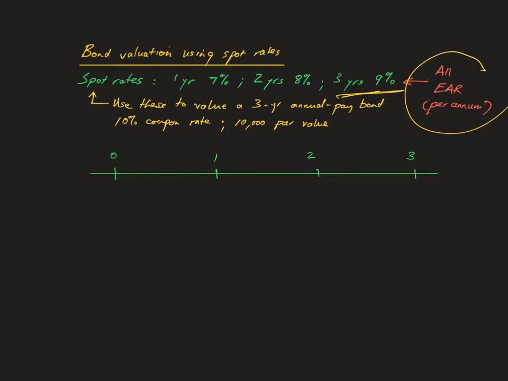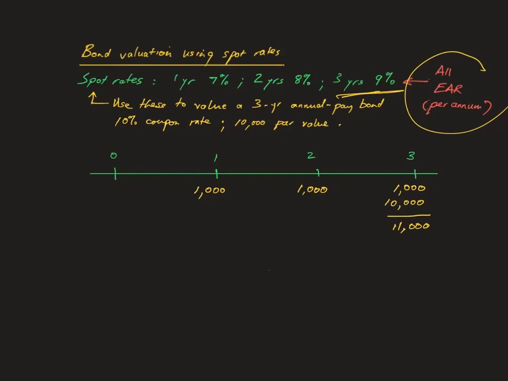Given 3 years to maturity and the fact that it is an annual pay bond with a 10% coupon rate and a par value of 10,000 Rand, we know that at T1, T2, and T3 there will be a 1,000 Rand coupon. And because it is a 3-year bond, we do not forget the repayment of the par value at maturity, so there is an additional 10,000 Rand cash flow at T3.